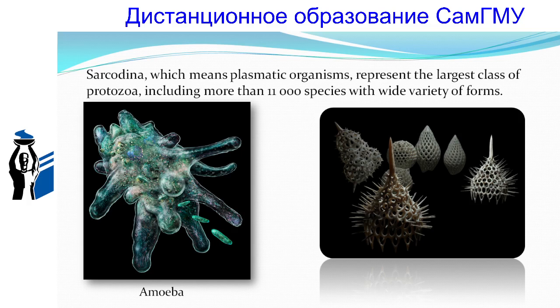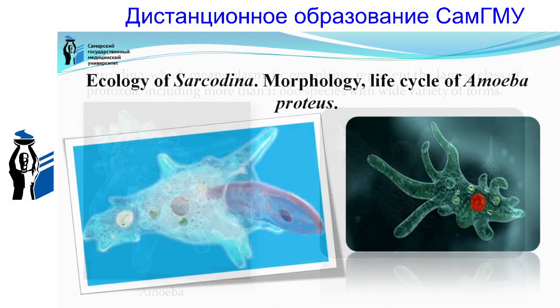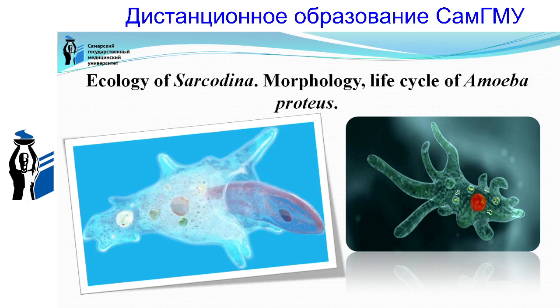The body shape of Sarcodina is constantly changing. Part of the pseudopodia are getting retracted, and some, on the contrary, are getting lengthened. The pseudopods are fixed in the soil at several points. It helps the amoeba to move.